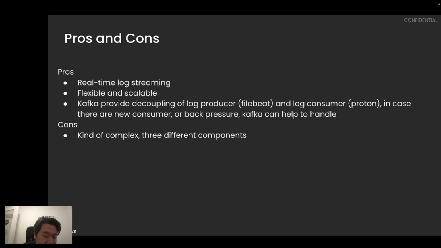So that's very convenient. But the problem of this stack is that it's kind of complex, right? We have Filebeat, Kafka, and Proton. To do a streaming analysis, I have to introduce three different open source components, right? So that's kind of complex. So I'm going to simplify it by reducing some components, right?